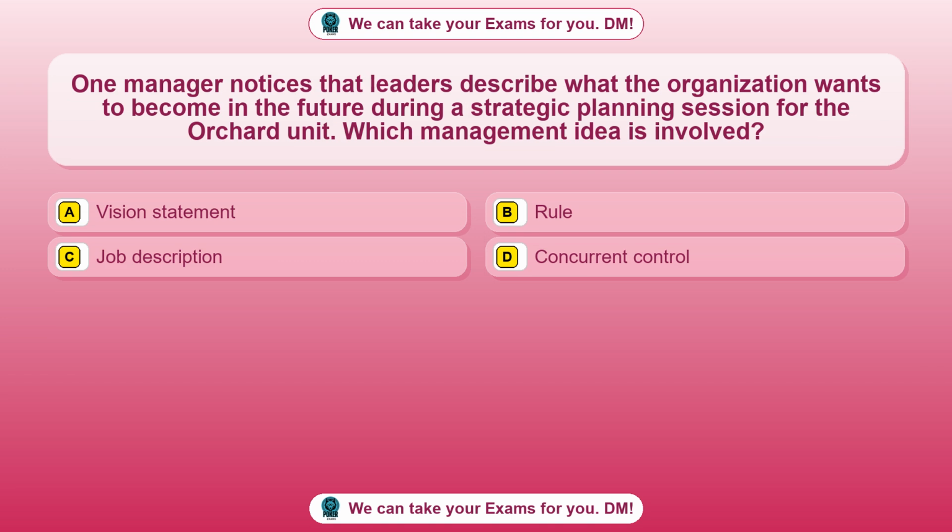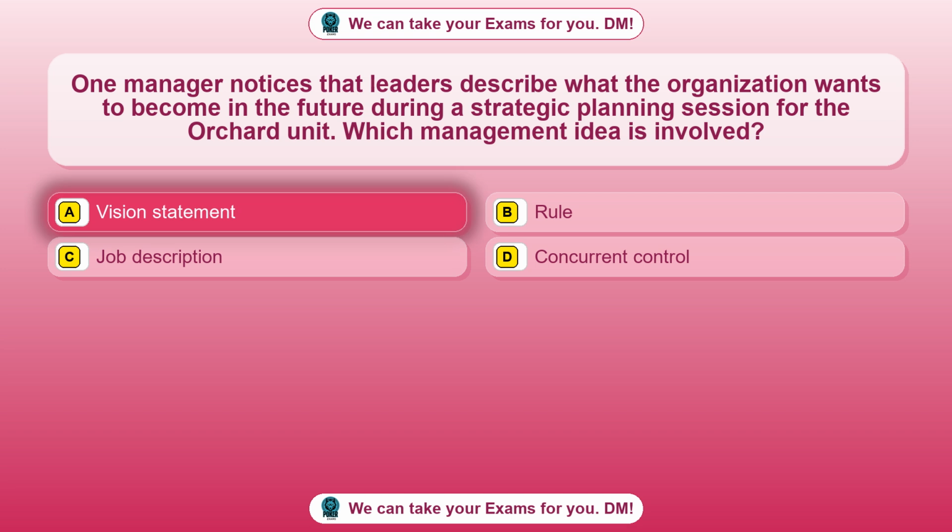Question 38. One manager notices that leaders describe what the organization wants to become in the future during a strategic planning session for the Orchard unit. Which management idea is involved? Option A, vision statement. Option B, rule. Option C, job description. Option D, concurrent control. The correct answer is option A, vision statement.